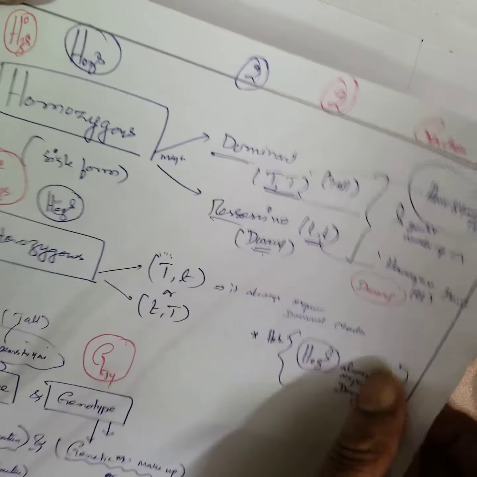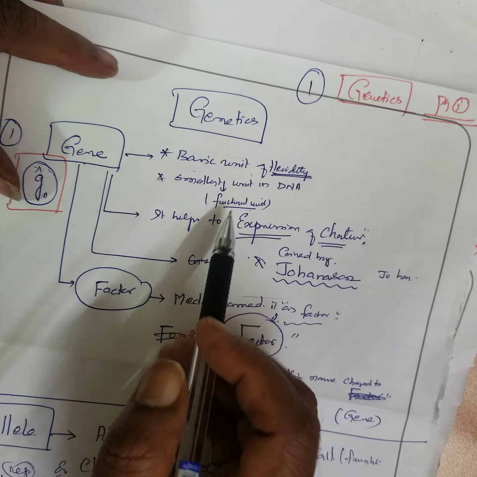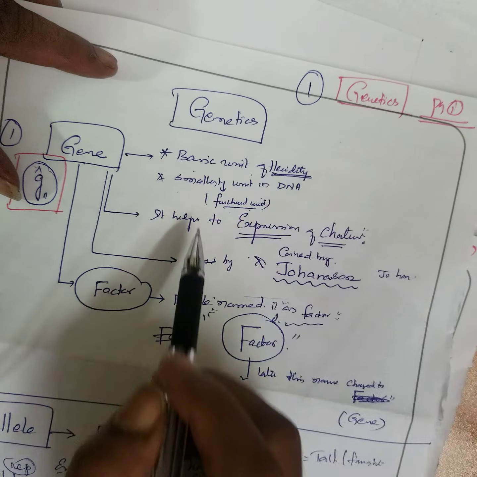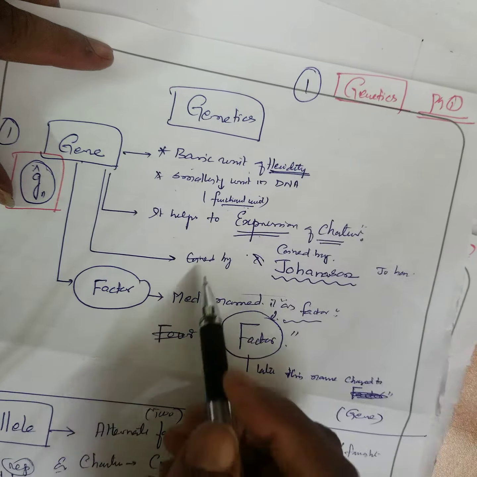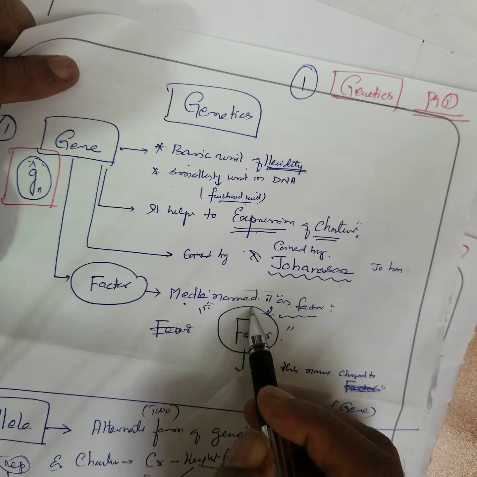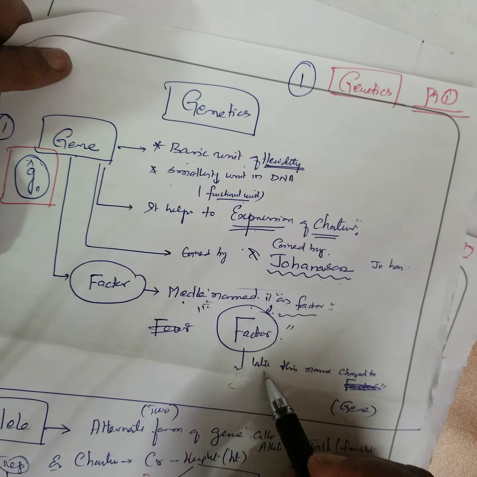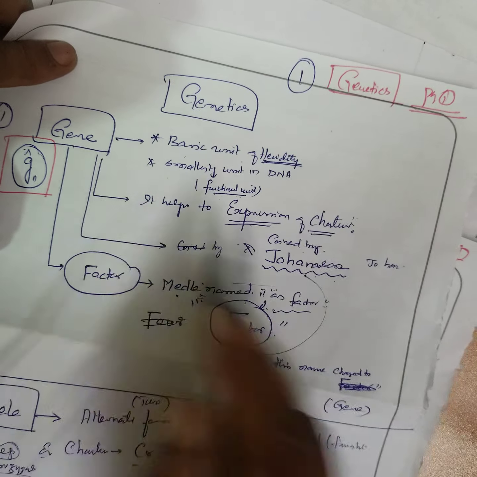In the last class, we discussed what genetics is. The gene is the basic unit of heredity, the smallest unit in DNA, the functional unit that helps in the expression of characters. It was coined by Johannsen, and Mendel named it a factor. Later it was changed to the gene.